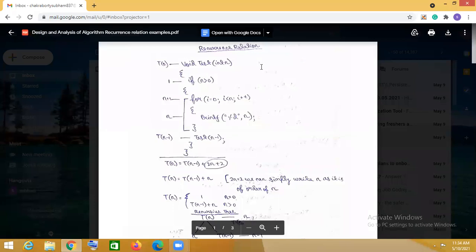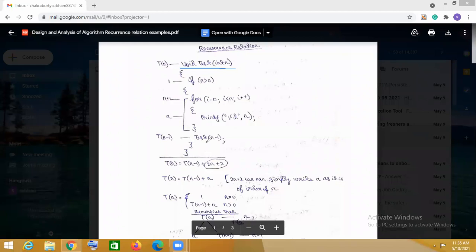In this recurrence relation, this is a function written in C. In this function, there is a test method which takes an input n, and if n is greater than or equal to 0, then a loop will be executed. This loop prints the value of n, as many times as the loop executes. And this function is calling itself again, that's why it is written test(n minus 1).